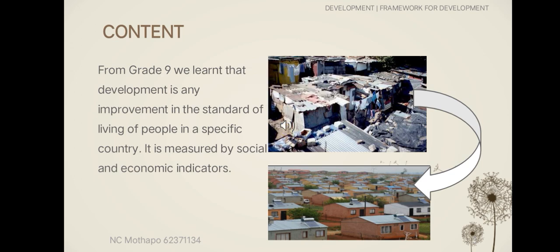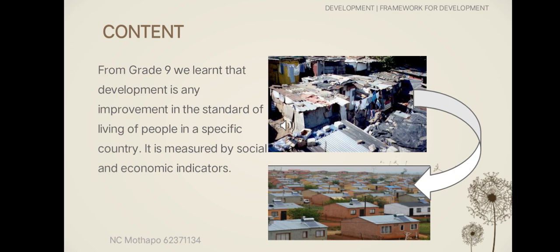From grade 9, we learned that development is any improvement in the standard of living of people in a specific country. It is measured by social as well as economic indicators. If you can check a few of the words that I've already mentioned, you're familiar with because we've already done this topic in grade 9. So it should be very easy for you to adjust to this lesson.